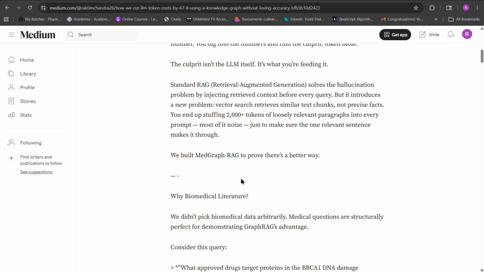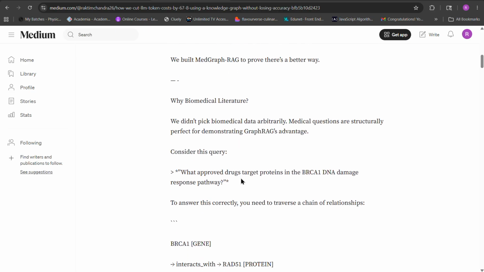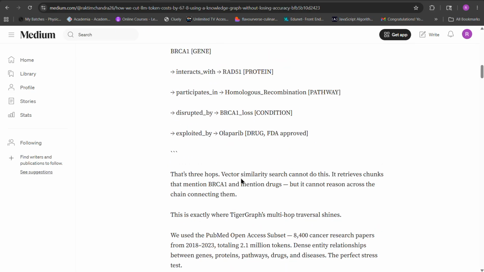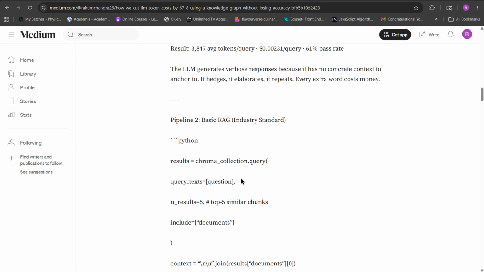Vector RAG was the right answer for 2022. Knowledge graphs are the right answer for 2026. Thank you.